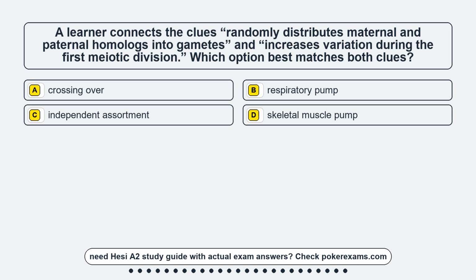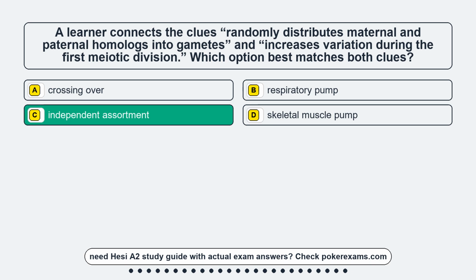Which option best matches both clues? Option A, crossing over. Option B, respiratory pump. Option C, independent assortment. Option D, skeletal muscle pump. The correct answer is option C, independent assortment.